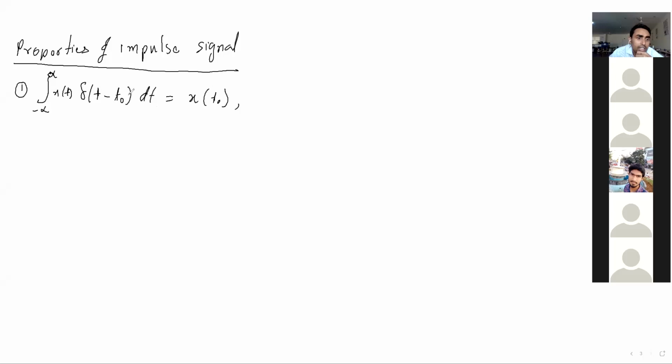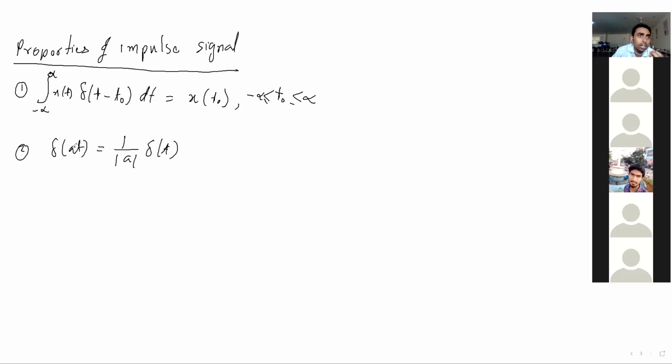Another thing is that the value of t0 should be within the limits, between minus infinity and infinity. Remember this, it is very important. The second property is δ(at) = (1/|a|) δ(t). This is called a scaled version of the signal.